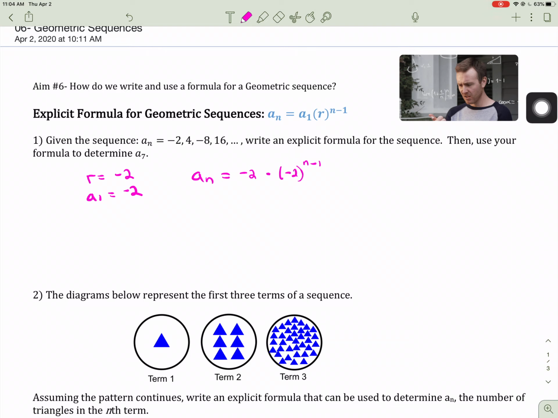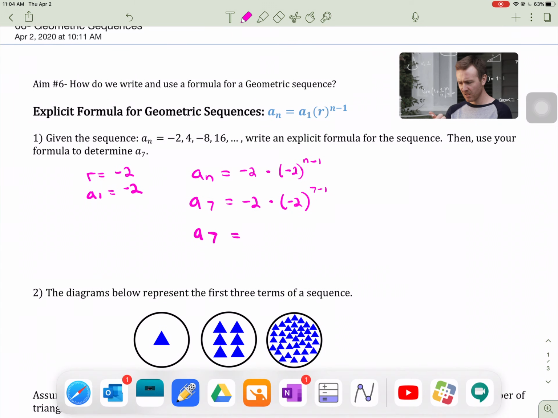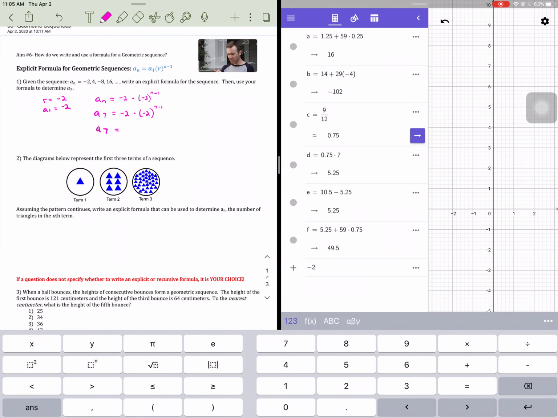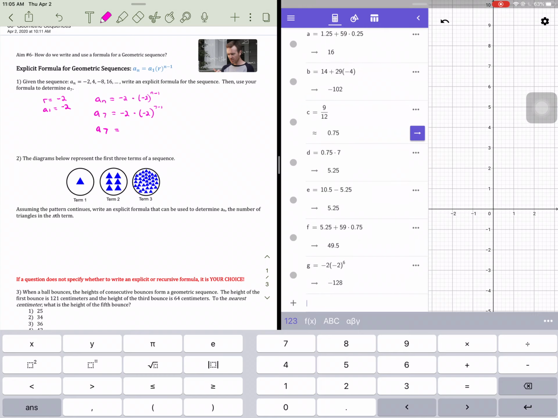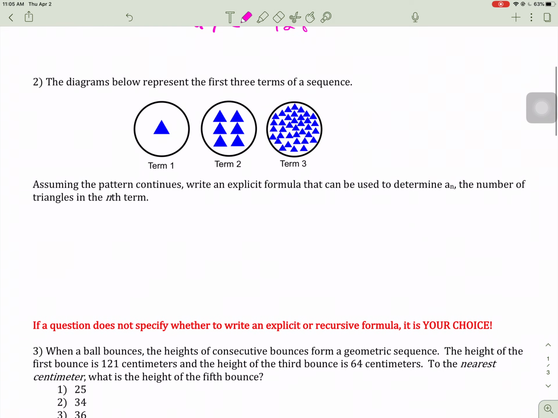It should work. You could do it the long way if you ever get stuck, but if you want to use the formula, to find the seventh term, it's negative 2 times negative 2, 6 times. So what is this? We can do it in the calculator. It should come out to negative 2 times negative 2 raised to the sixth, negative 128. Good.